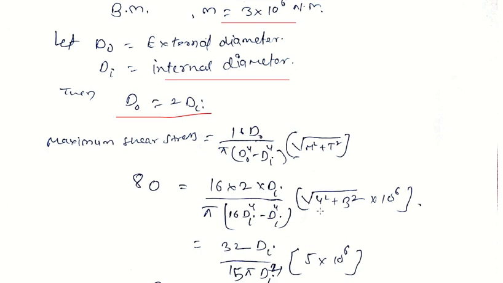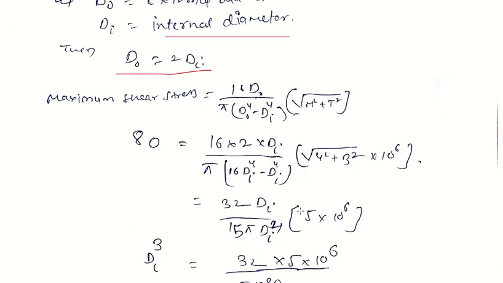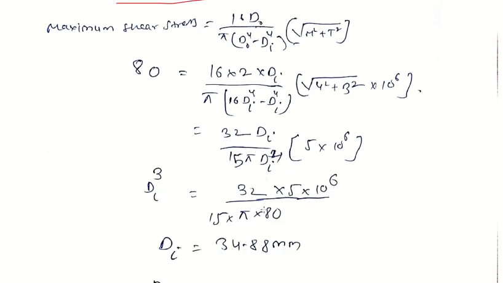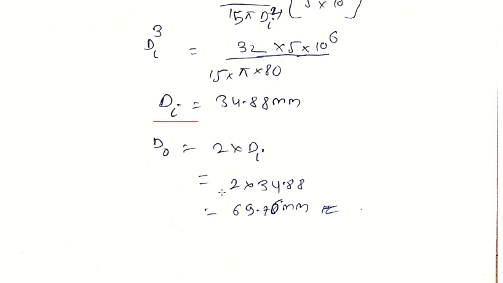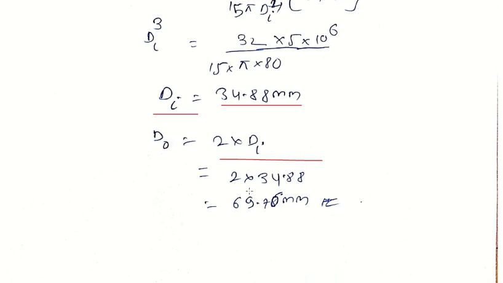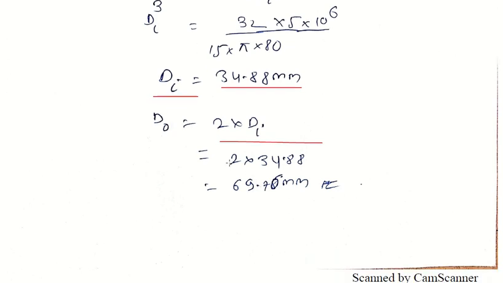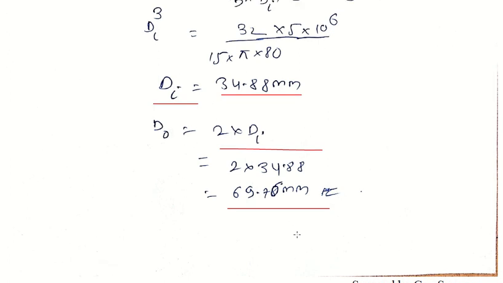So root of 4 square plus 3 square is 5, 5 into 10 to the power 6. Calculate the values, and it will give d inner, that means the internal diameter, equal to 34.88 mm. Now d outer is equal to 2 times d inner. We put the value of the inner diameter, so it will give 69.7676 mm. That will end. I hope you understand the topic.